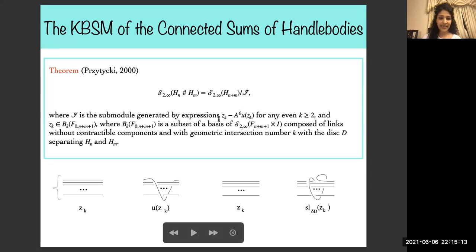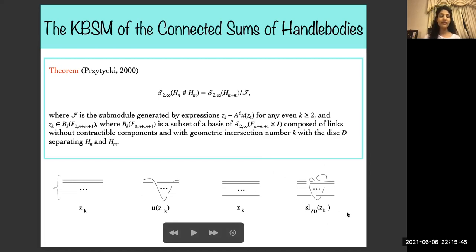Over here, Zk denotes elements of the basis of the Kauffman bracket skein module of the thickening of the disk with n plus m holes. And Zk is composed of links without contractible components and which have geometric intersection number k with the disk that separates Hn and Hm. Now, UZk in this expression is just a modification of Zk as shown, and we get this expression from the 2-handle slidings illustrated over here.